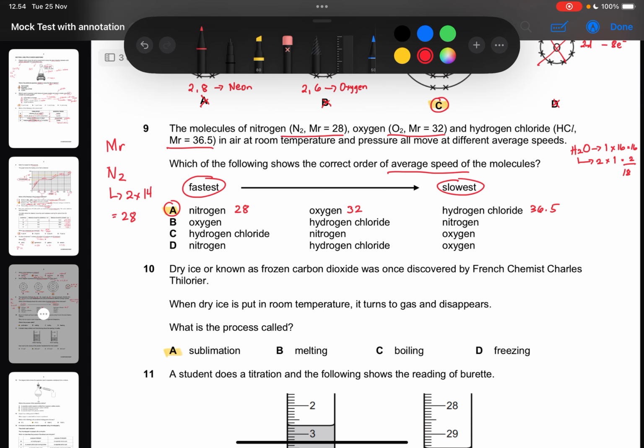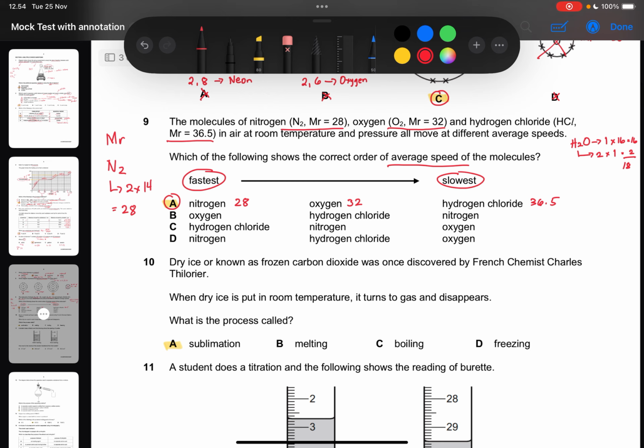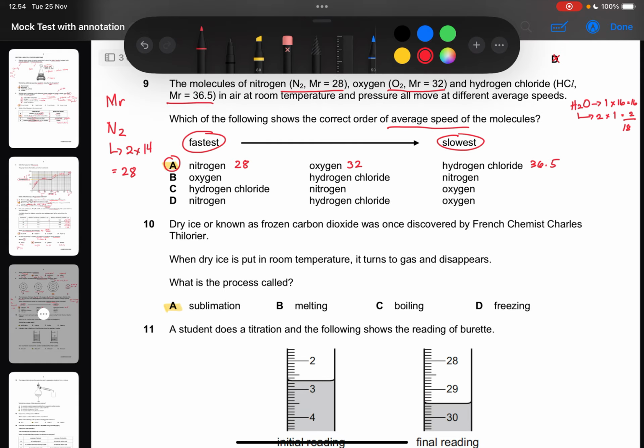Number 10. Dry ice, also known as frozen carbon dioxide, which was once discovered by French chemist Charles Taylor. When dry ice is put in room temperature, it turns to gas. So it is from a solid to gas. So what is the process called? It's called sublimation, from solid directly to gas.